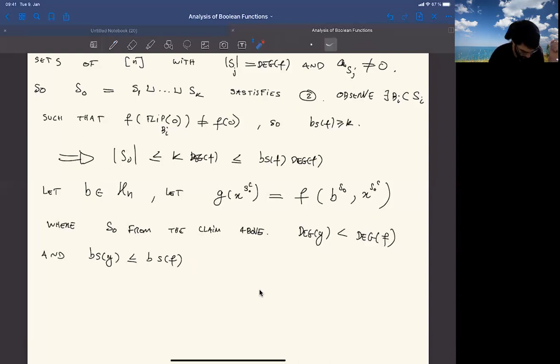And so repeat this process until you reach a constant. Now you have g, and then you create some function h, which will be created from the S0 coming from g, and so on. You keep going until a constant function is found. Now, how many times do we repeat this process? Well, at most degree of f.